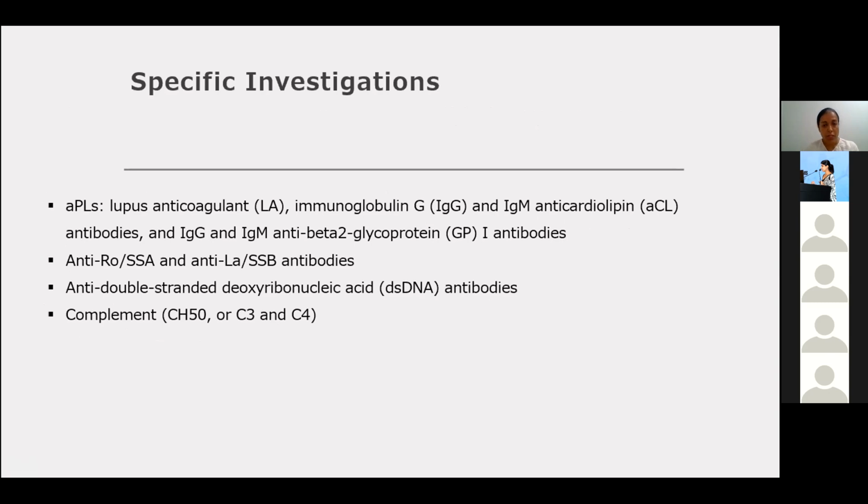The specific investigations are the antiphospholipid antibodies, which are lupus anticoagulant, IgG and IgM of anticardiolipin, and IgG and IgM of anti-beta-2 glycoprotein 1 antibodies. And anti-Ro and anti-La antibodies if not done previously, and double-stranded DNA antibodies to see the disease activity and to monitor, and the complements.